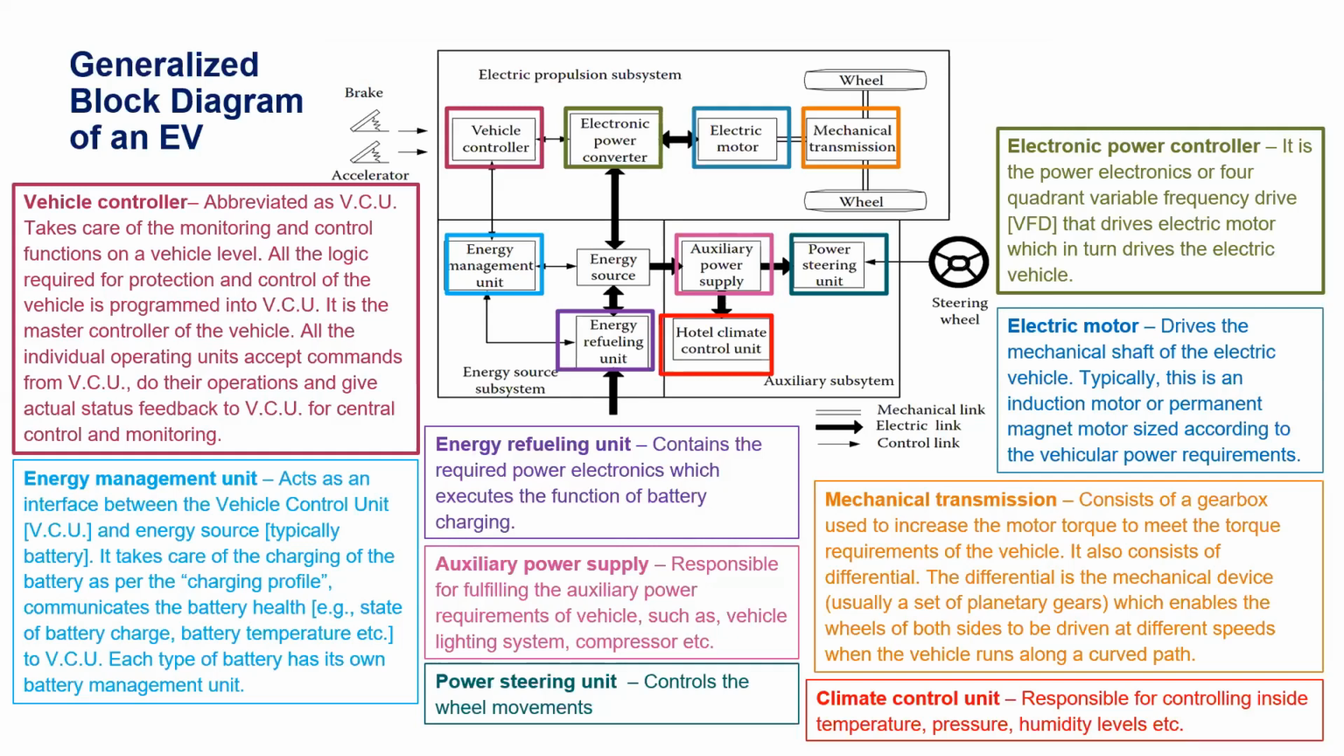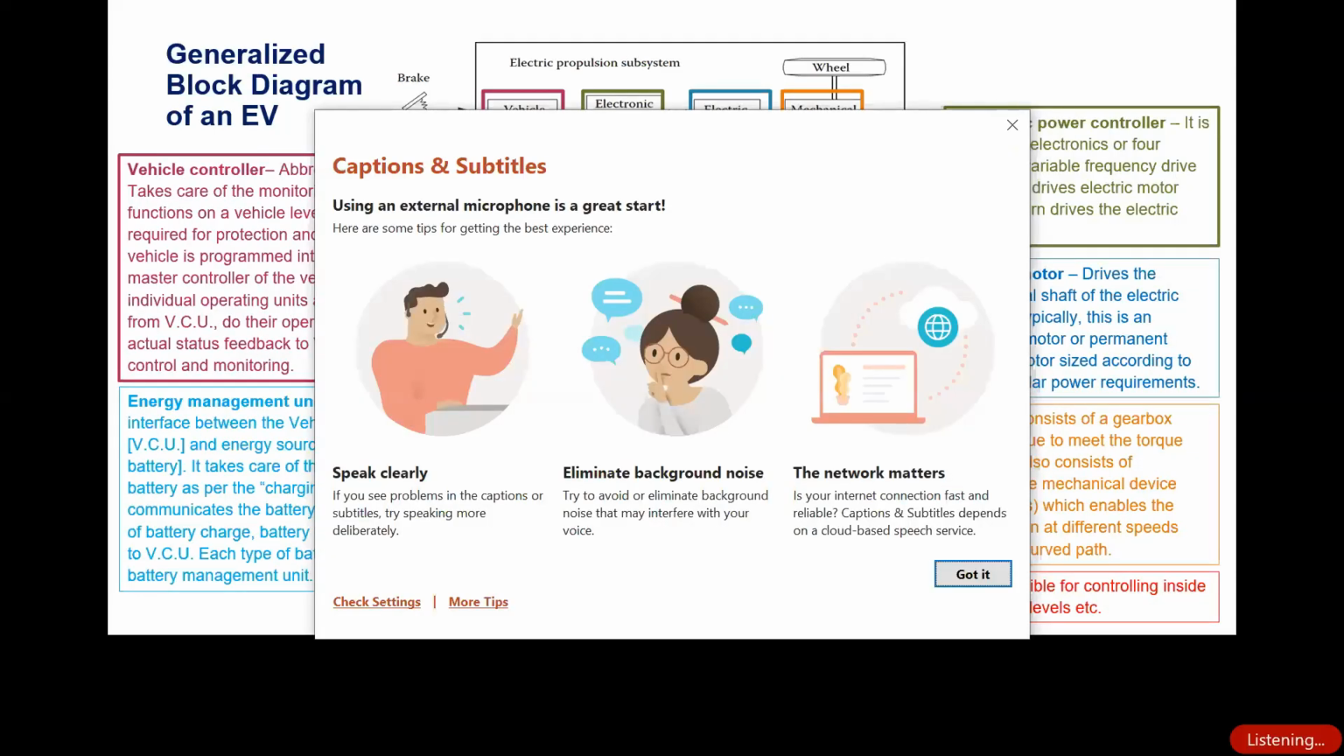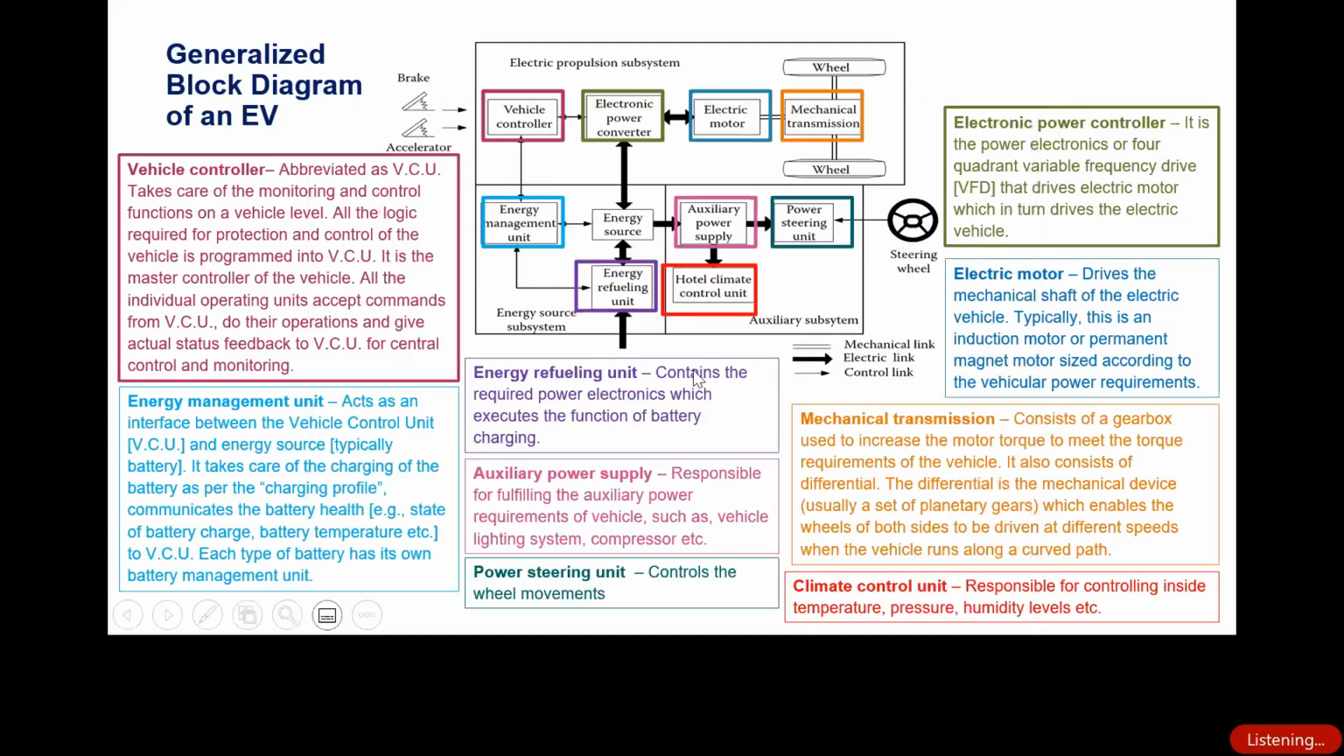So VCU is the central control unit, and it is generally mounted somewhere near the driver's desk, generally speaking. Second part is the energy management unit.